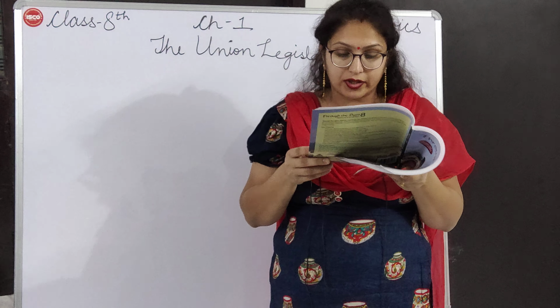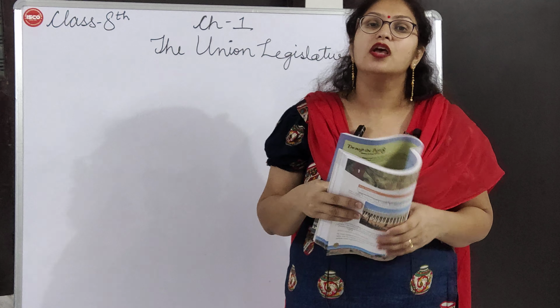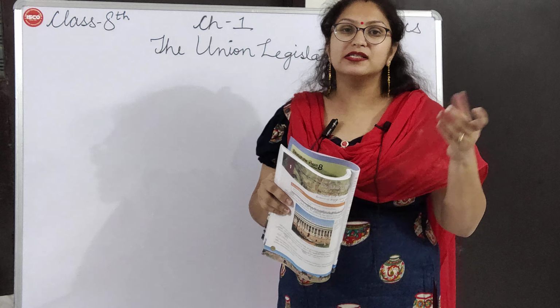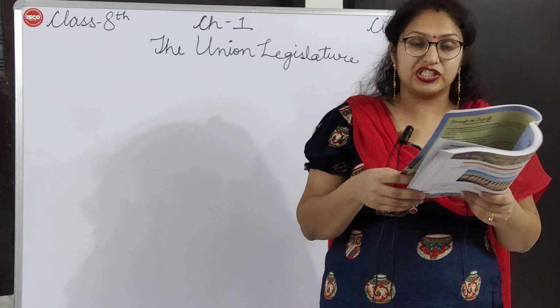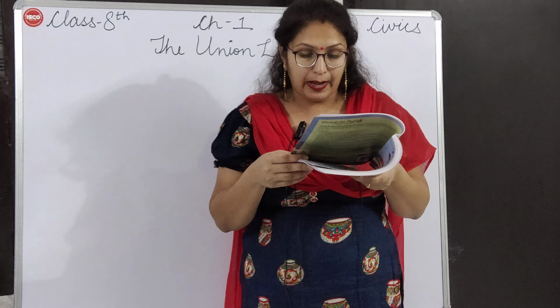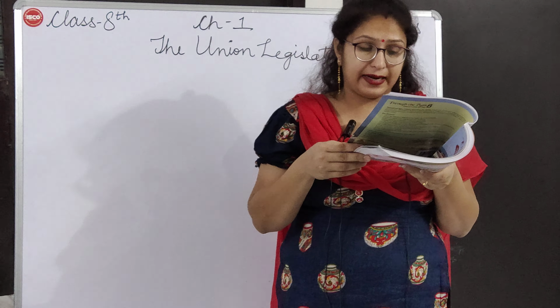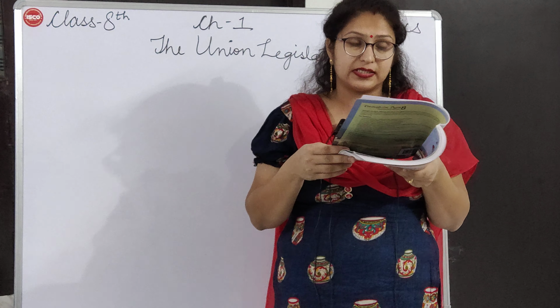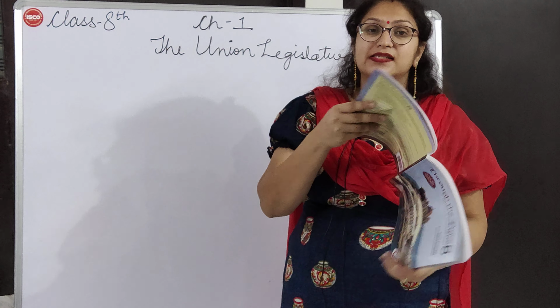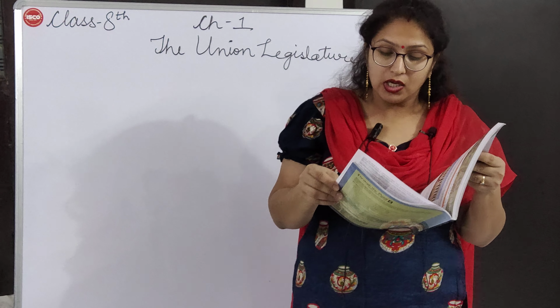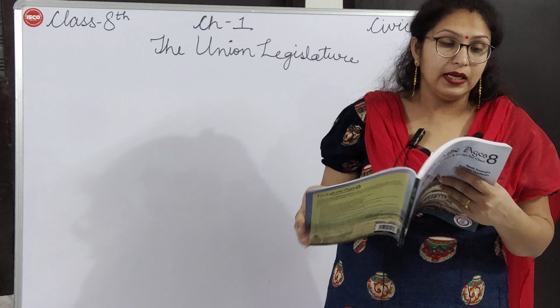Seats are allotted to each state according to its population. See, bigger states have more population, so according to the population, seats are allotted to them. These members are elected by the elected members of the state legislative assemblies. So the state legislative assemblies which are already elected, these members are elected by them.